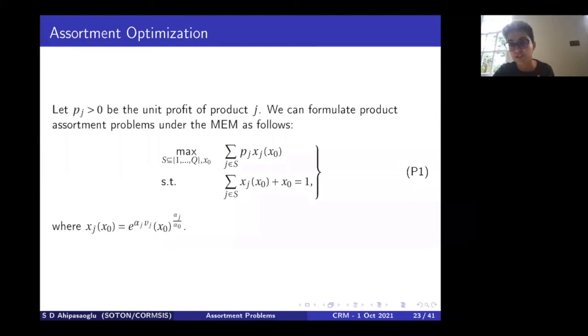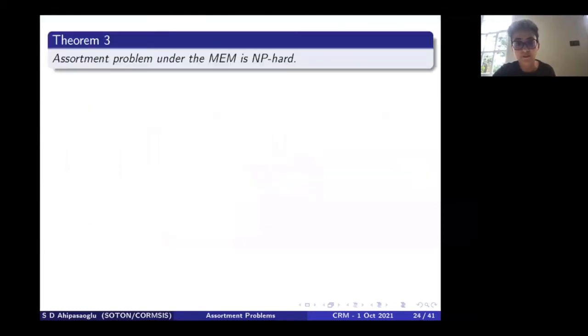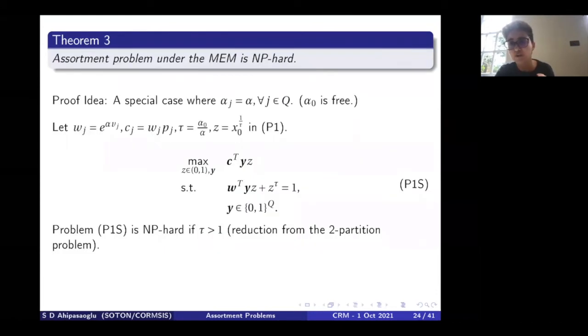And of course, the first question is: is this a hard problem or not? And that's the first result that we have obtained. This problem, the assortment problem under MEM, is actually NP-hard. In order to show that, we looked at a very simple case where all the parameters of the marginal distributions for the actual products are identical to alpha, but the outside option, alpha zero, has a different parameter. With a little bit of algebra, you can rewrite this problem as a problem one here, and then you can show with a lot of effort a reduction from the two partition problem, and it shows that this is NP-hard.